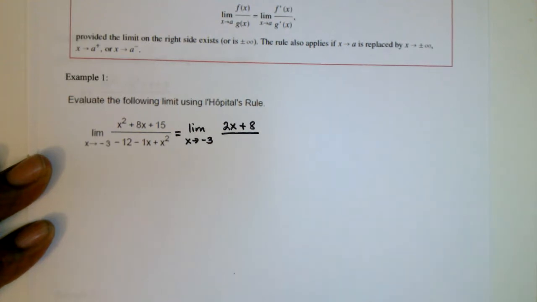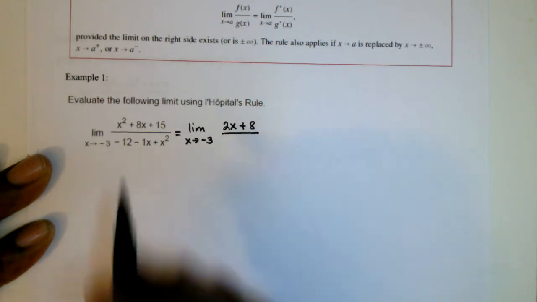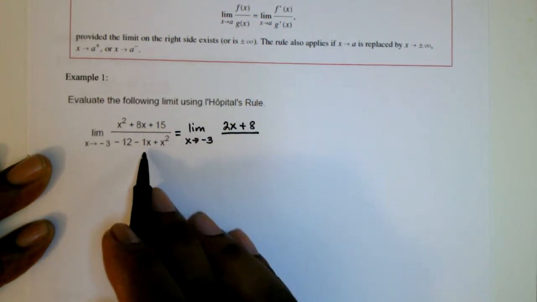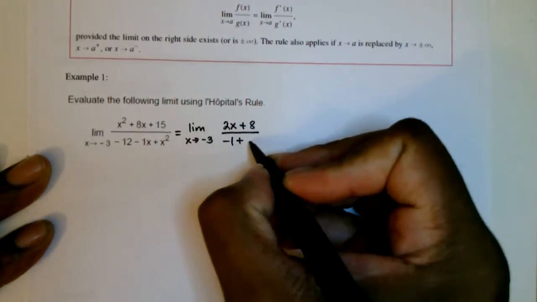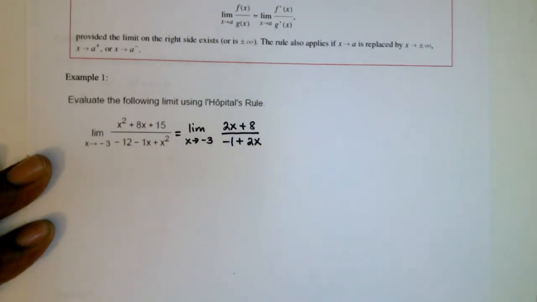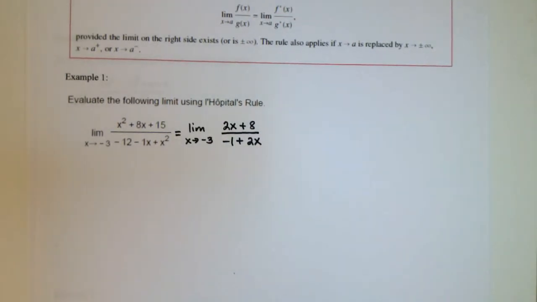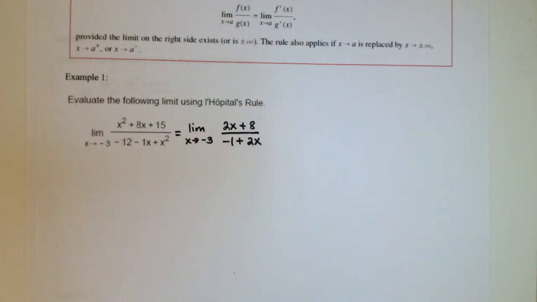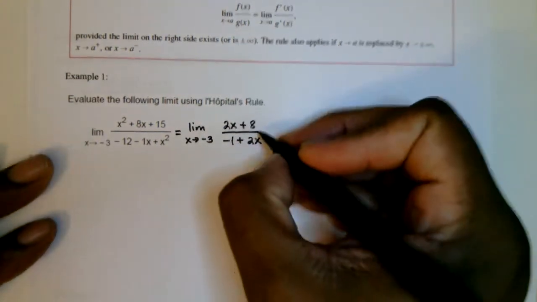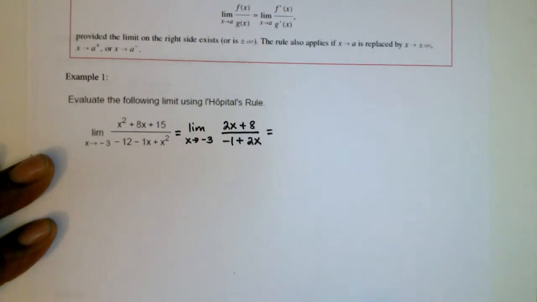And then the derivative of the denominator, which is negative 12 minus 1x plus x squared, where the derivative of negative 12 is 0. The derivative of a negative 1x will be negative 1 plus the derivative of x squared, that will be 2x. Now, if I was to do direct substitution here, I'm not going to get a 0 in the denominator, nor will I get the indeterminate form. So here I can replace each x with negative 3.